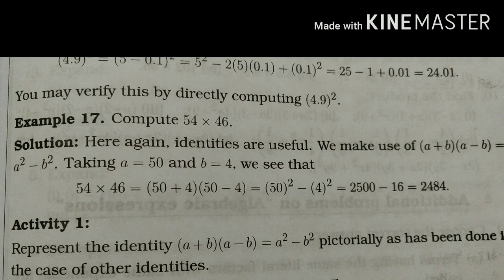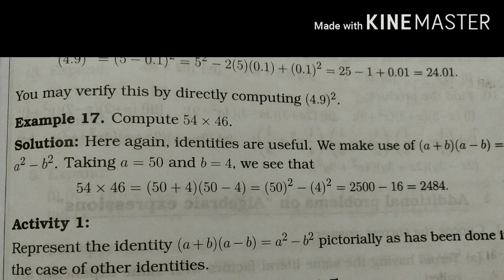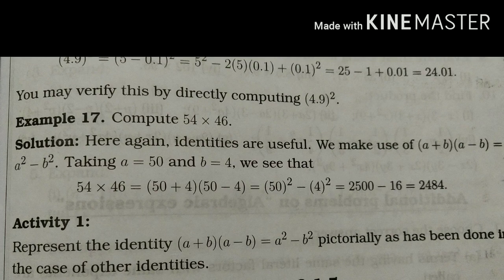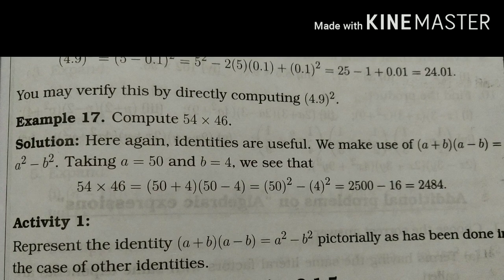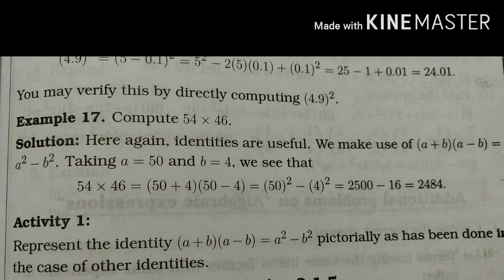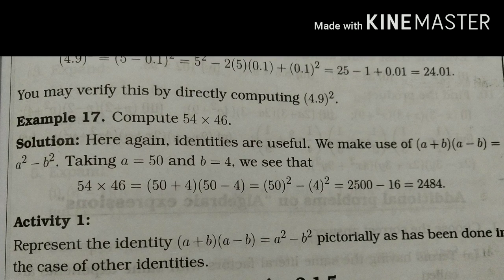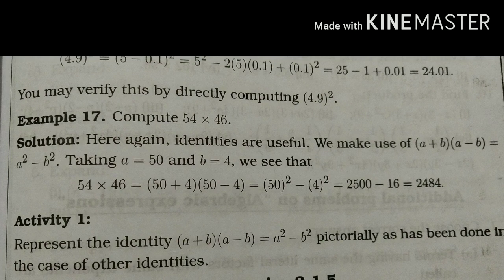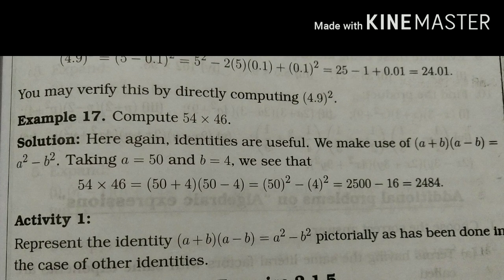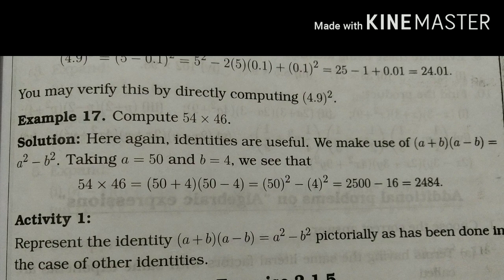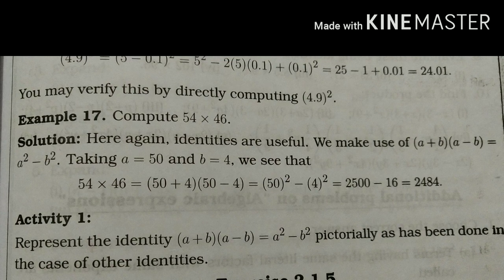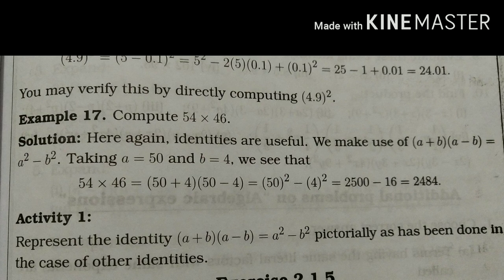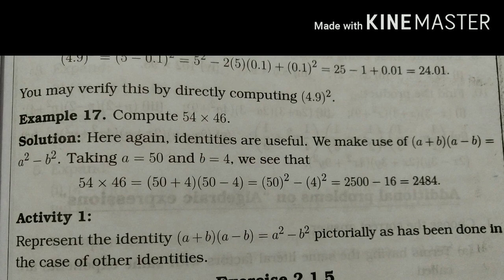Let's move on to the next identity, which is (a plus b) into (a minus b), that gives us a square minus b square. We have to find the value of 54 into 46 using this identity. 54 is written as 50 plus 4, which is in the form of a plus b, and 46 is written as 50 minus 4, that gives us the form of a minus b.